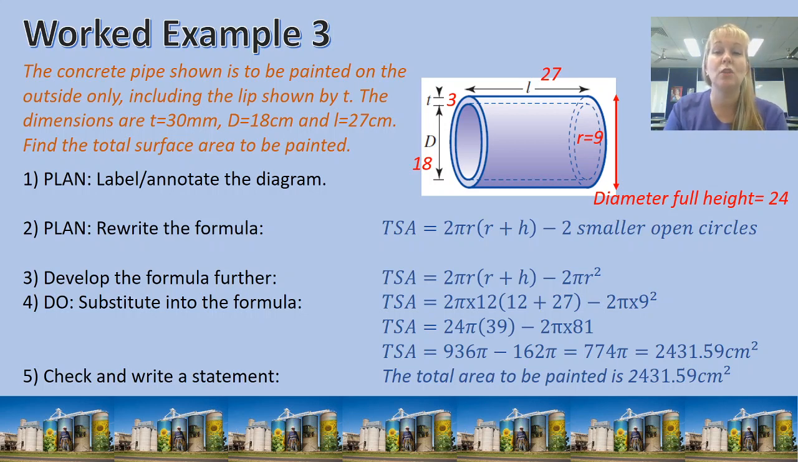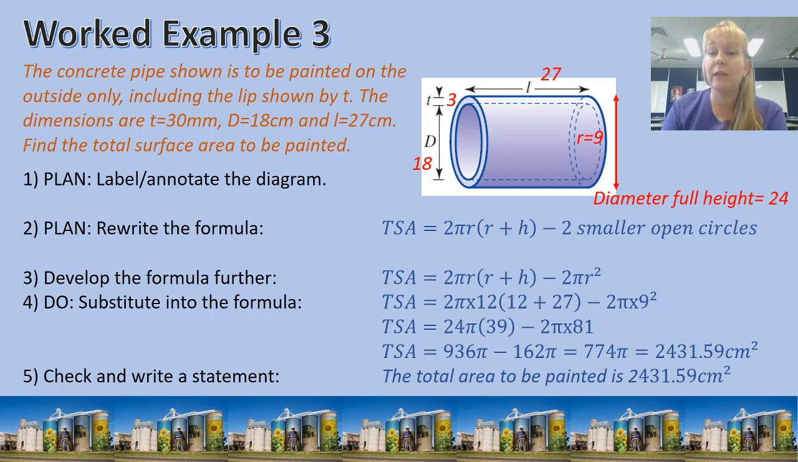And then the brackets, the 12 plus the 27. So in this first part of this equation, we're actually working out the total surface area of the whole pipe with the tops included. And now we need to take off the top part, those holes. 2 pi times 9 squared, which is that radius of that little circle in the middle. Now we can simplify that further. 2 times 12 is 24 pi. Inside the brackets, 12 plus 27 is 39. And then I have 9 squared, which is 81, times 2. And then times by pi.